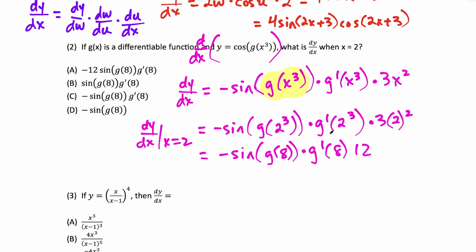So now I would just move that 12 to the front. Think of that as negative 1 times 12. So this is going to be negative 12 sine of g of 8 multiplied by g prime of 8. And if we scan the answer choices here, this is going to match up with choice A.